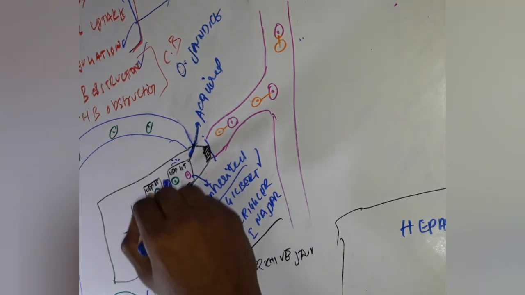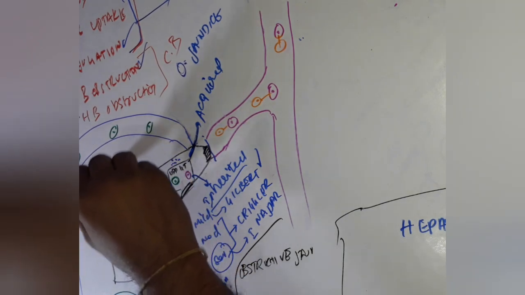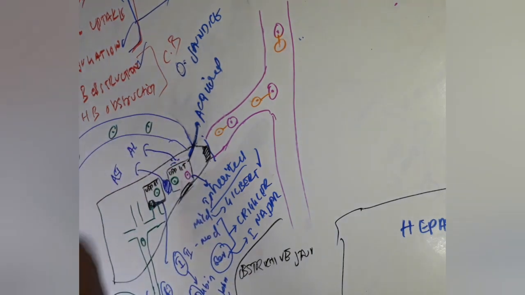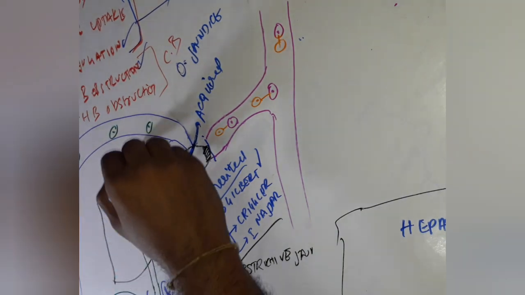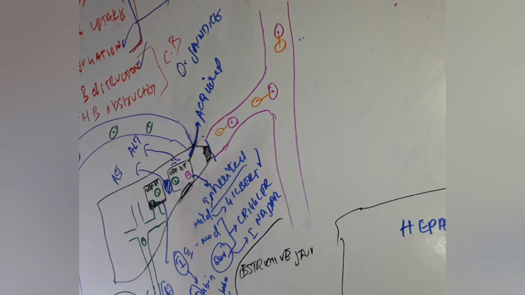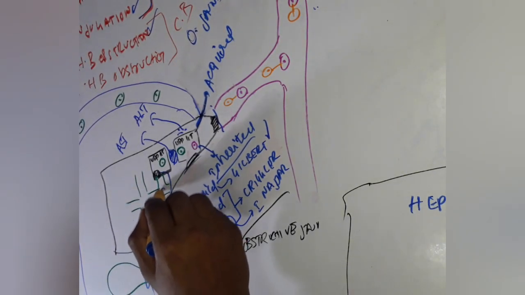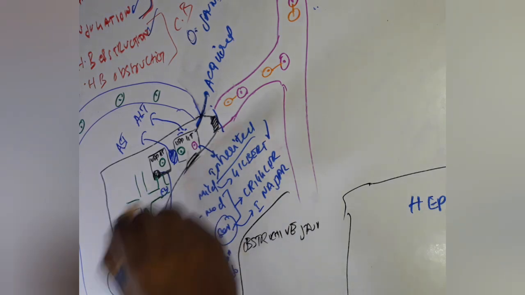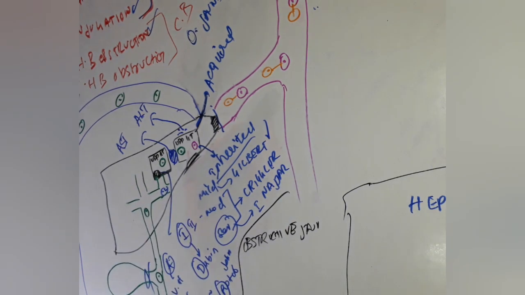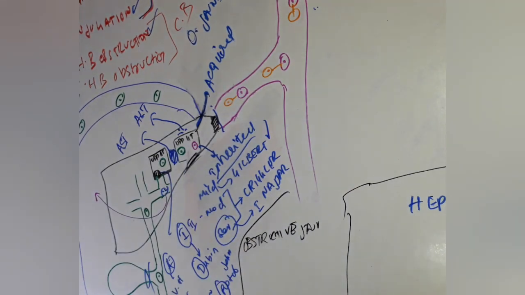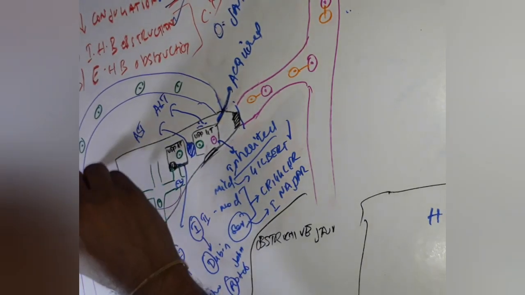What are they? They are my AST, aspartate aminotransferase, your ALT, fine. Your aspartate transaminase and alanine transaminase, AST and ALT levels, and you have some enzymes in your biliary system. What is this? I'll use another color. This is my alkaline phosphatase.